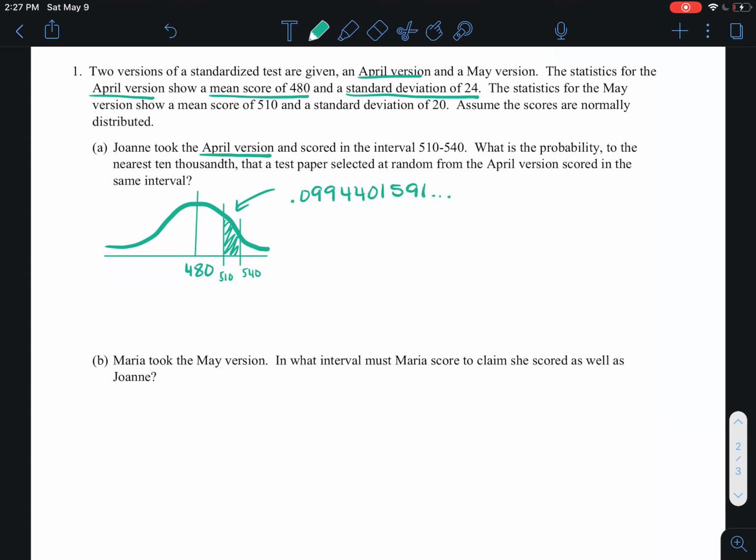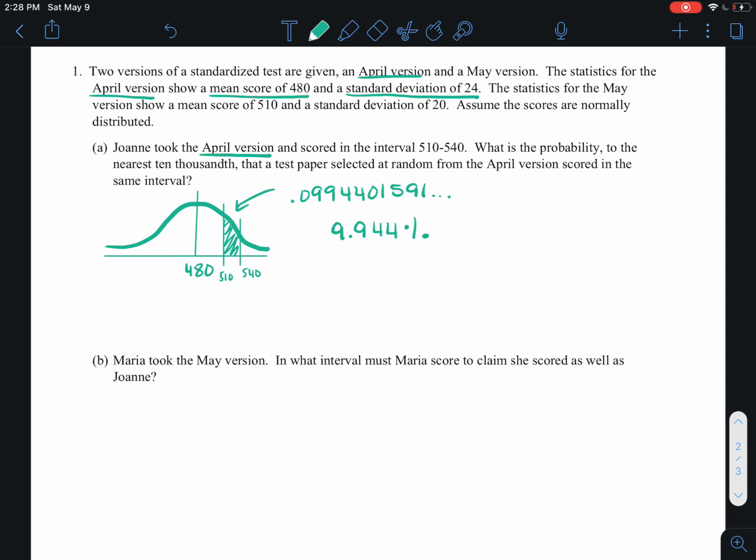Just giving you the full calculator readout since I can't show both screens at the same exact time. So let's just round this. We'll put this in a percent. So we'll use the same rounding we did before. So 9.944%. Okay, so if I wanted to think of it in terms of a whole number, there's about a 10% chance that someone else could take this April version of the test and score in her same interval. That's what that 9.944% means.